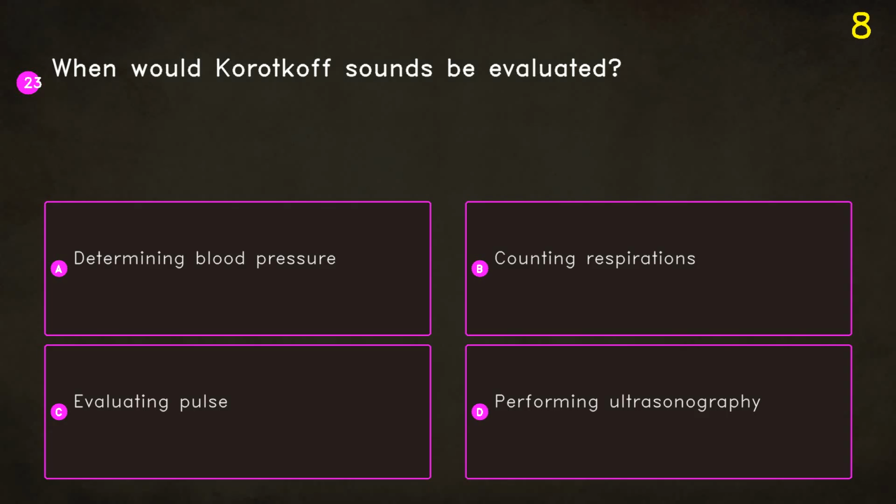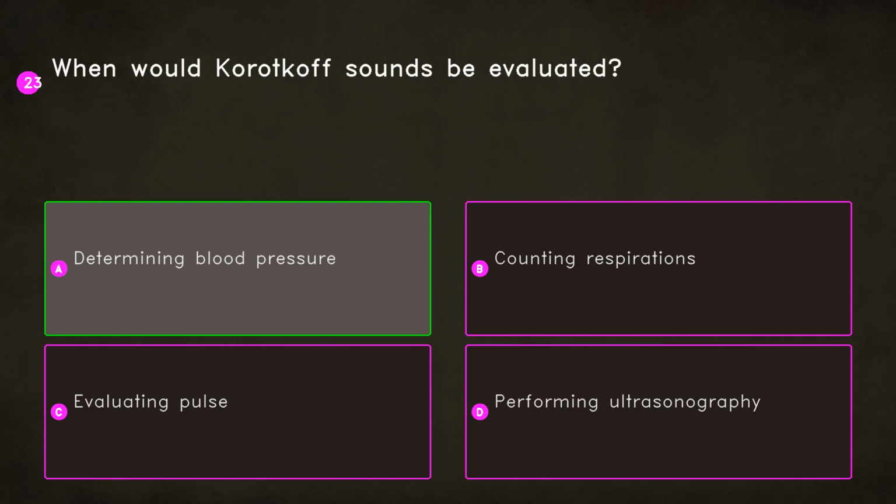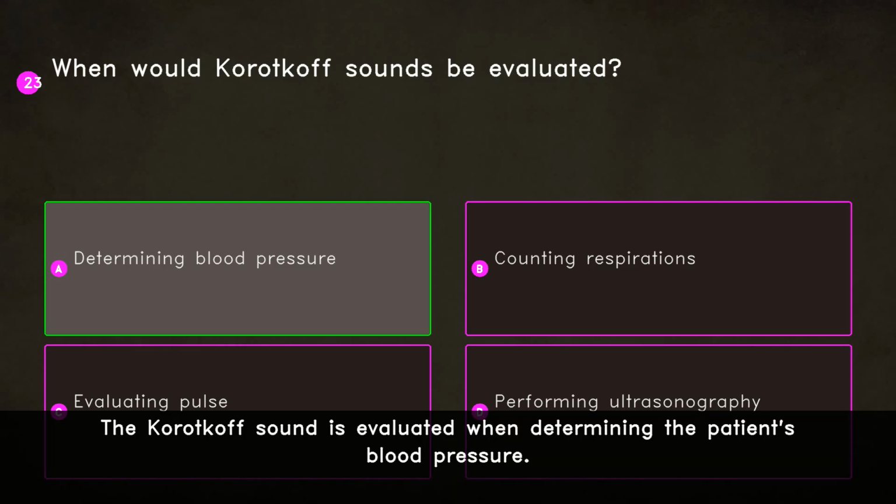Question 23. When would Korotkoff sounds be evaluated? A. Determining blood pressure. B. Counting respirations. C. Evaluating pulse. D. Performing ultrasonography. The correct answer is determining blood pressure. The Korotkoff sound is evaluated when determining the patient's blood pressure.